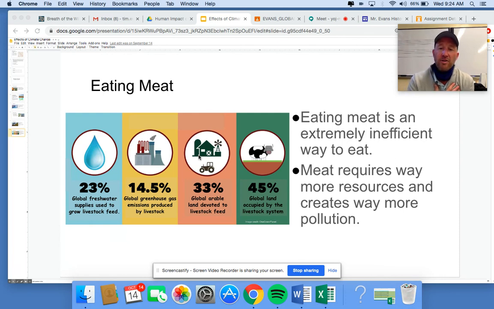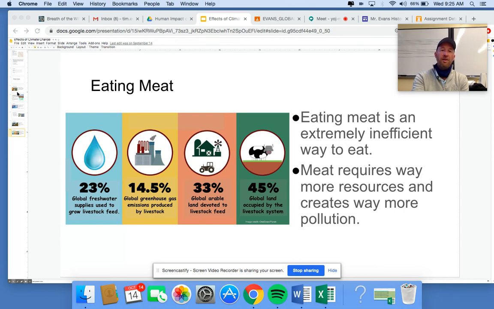Me, myself, I try to eat meat one meal a day, whether that's breakfast, lunch, or dinner. I've tried to reduce it to that because I know I just can't have a bacon, egg, and cheese for breakfast, followed by a turkey sandwich for lunch, followed by a steak for dinner. That's just really not good for our environment.